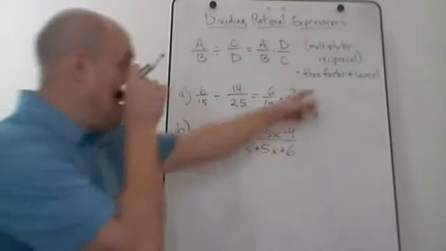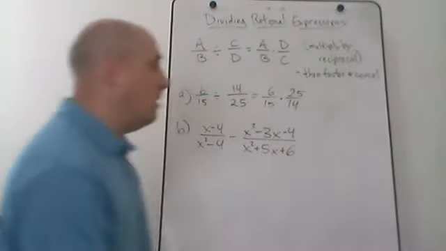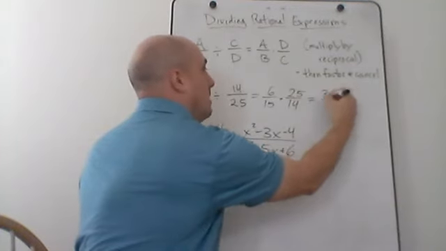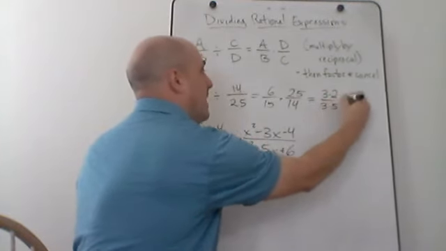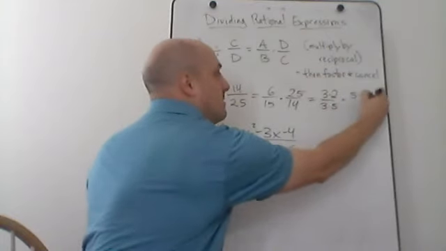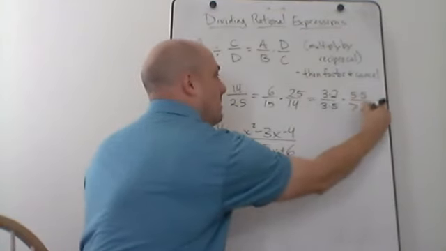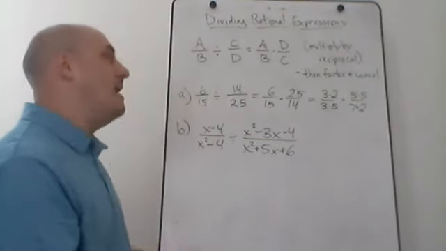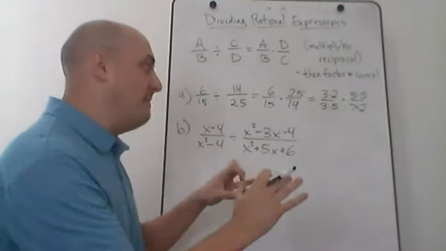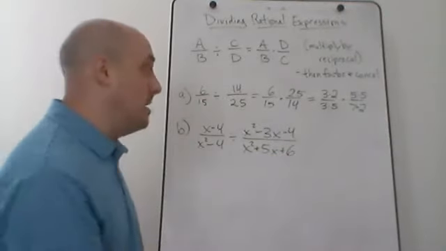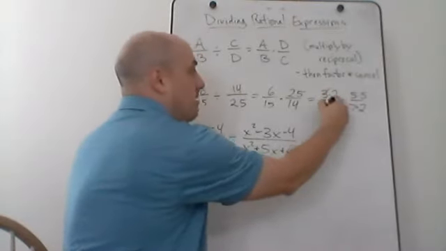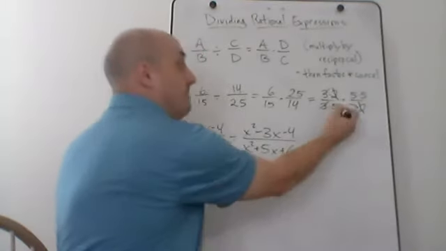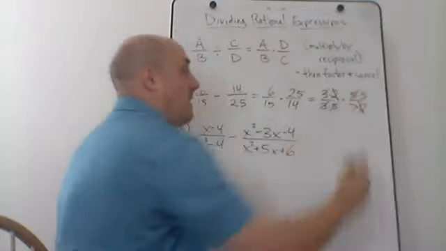Now what I want to do is factor and cancel. All of these numbers I want to factor if I can. So 6 is 3 times 2, over 15, which is 3 times 5, times 25, which is 5 times 5, over 14, which is 7 times 2. Any factor in the numerator can cancel out with a common factor in the denominator. So the 3 in this numerator cancels the 3 in that denominator. The 2 in this numerator cancels the 2 in the denominator over here. The 5 in this denominator cancels one of the 5s up in the numerator.